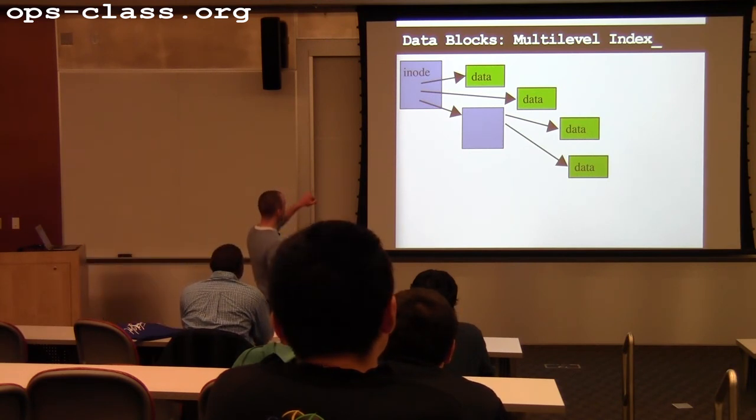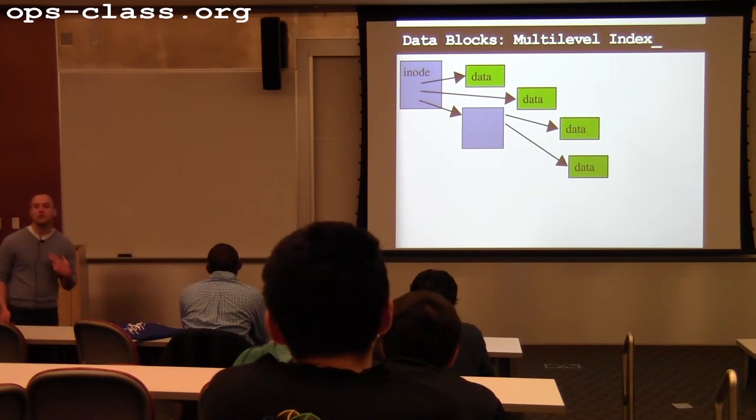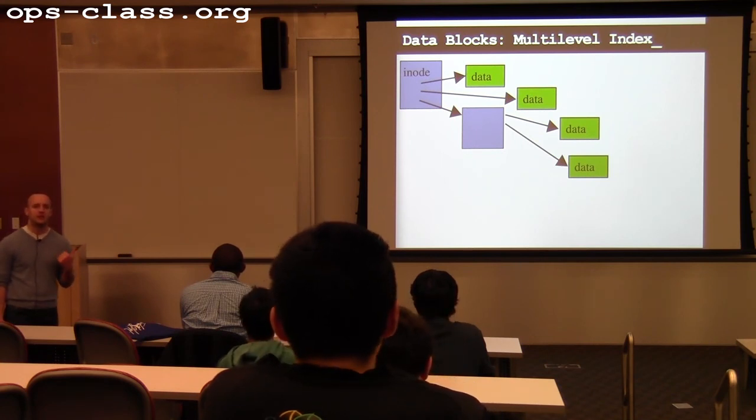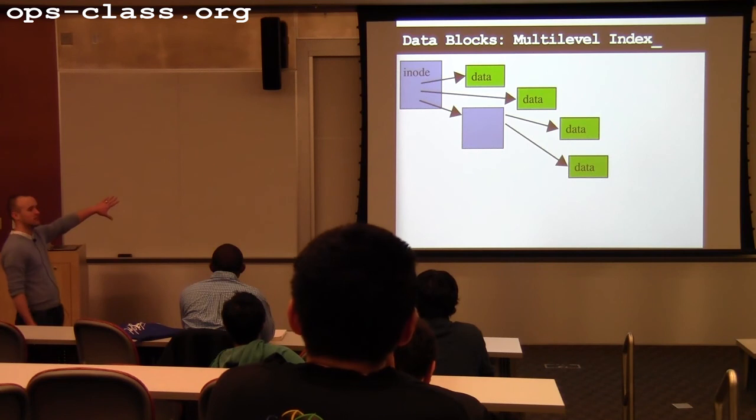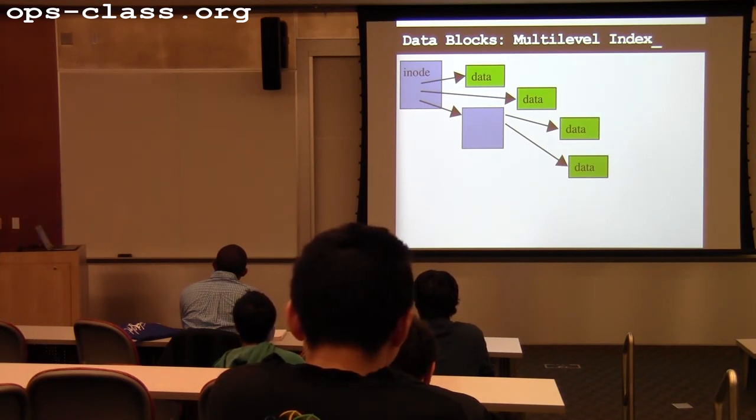That's a good question. The inode might have other metadata in it that's taking up space. These indirect blocks can usually store more block pointers than the inode can, because they don't have this other information in them. I try to pack these things with pointers as much as possible. Any other questions about this example?